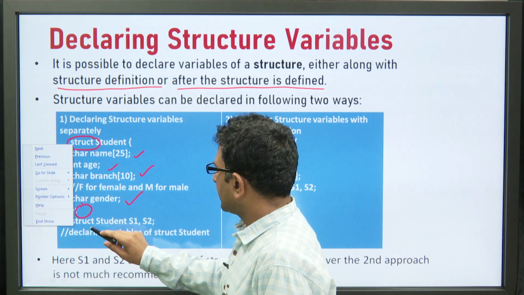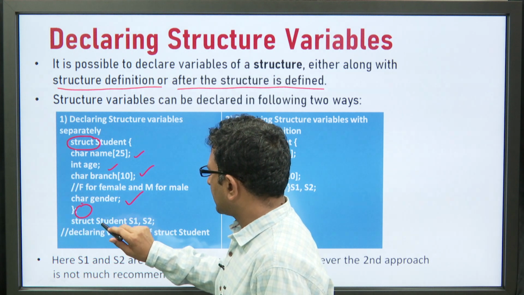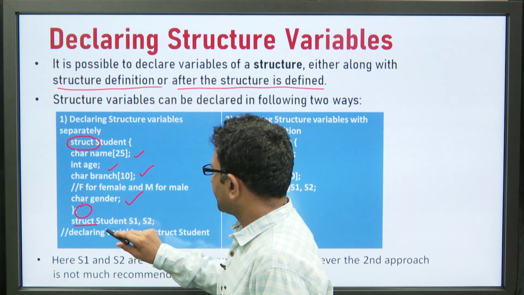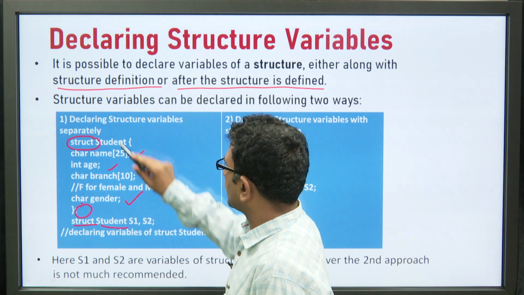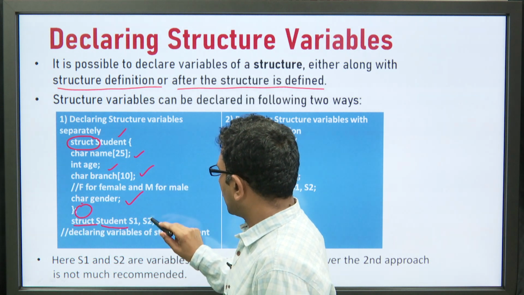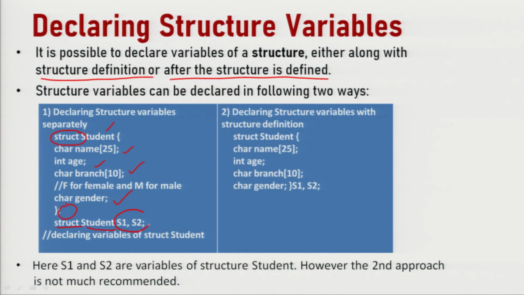First we will write the struct keyword, then the structure name, which is student. Just see here, student. Now, the variables. We have declared here two variables, S1 comma S2. So, this is the structure variable declaration after the definition.